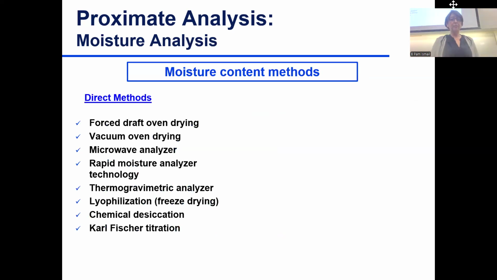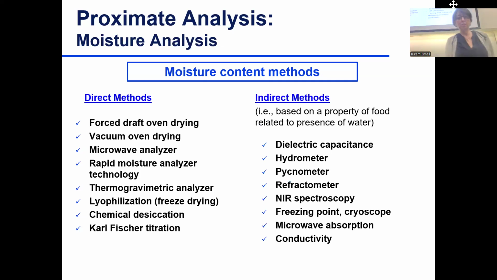Okay. There are almost infinite number of methods to determine moisture content. So the direct moisture content methods, it's a long list. Most of them are based on a change in weight by drying, but some are chemical desiccation or a Karl Fischer titration. These are not drying methods. So we're going to talk about a lot of them, probably all of them.